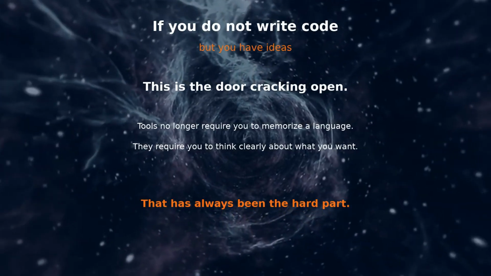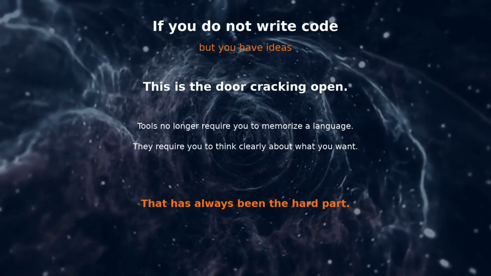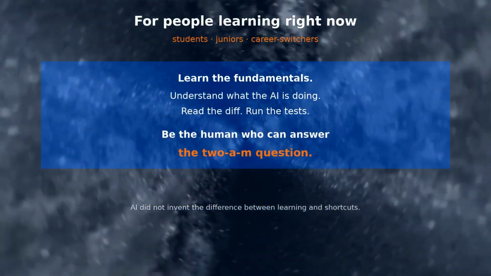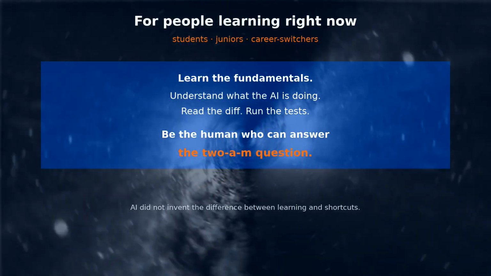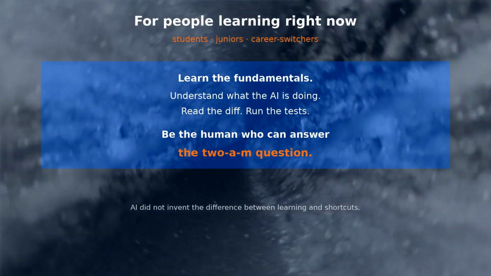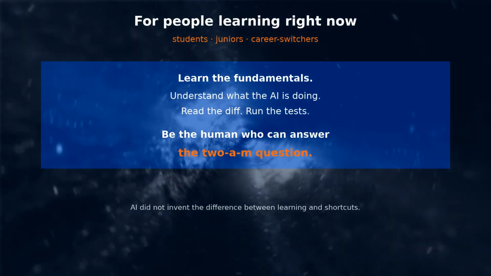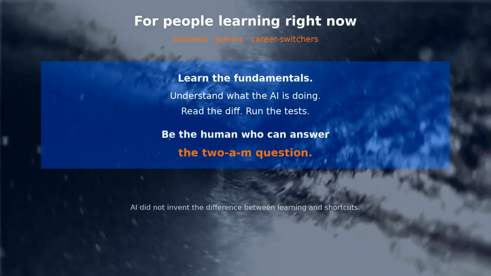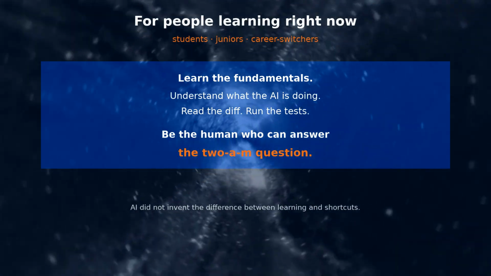For the people learning right now, juniors, students, career switchers, the advice that holds up is the same one we have given on this channel since day one. Learn the fundamentals, understand what the AI is doing, read the diff, run the tests. Be the human who can answer the 2 a.m. question. The juniors who go that route do fine. The juniors who treat the AI as a black box that types for them are the ones who struggle. That has always been true. AI did not invent that distinction.